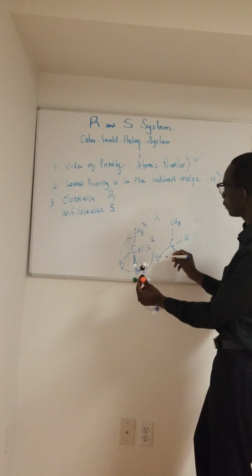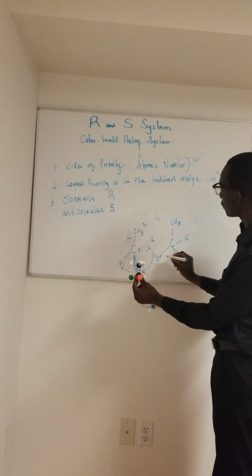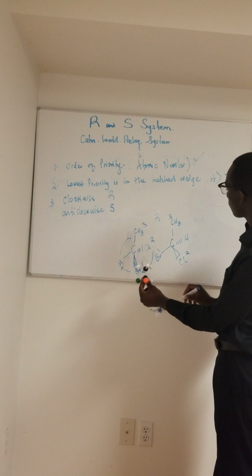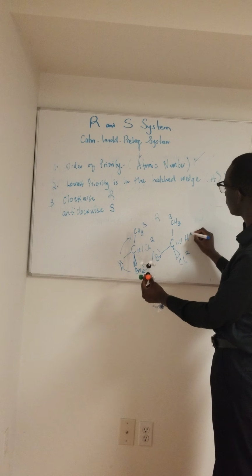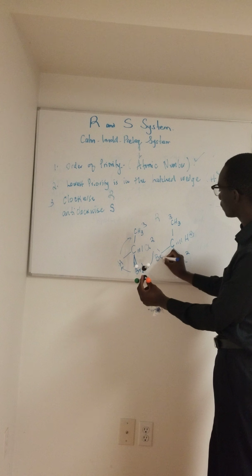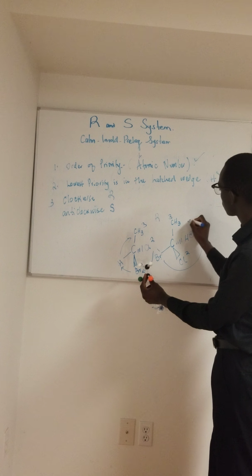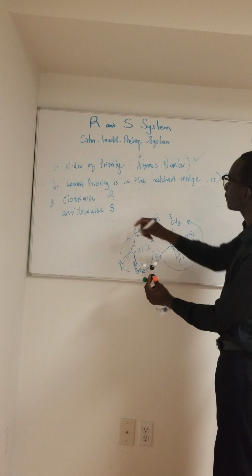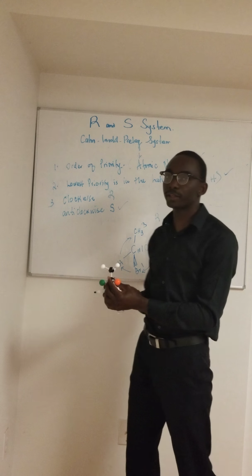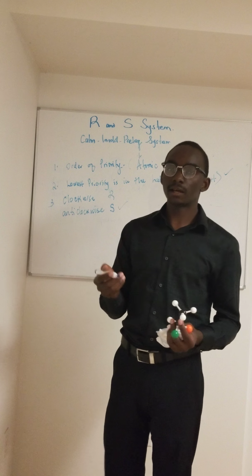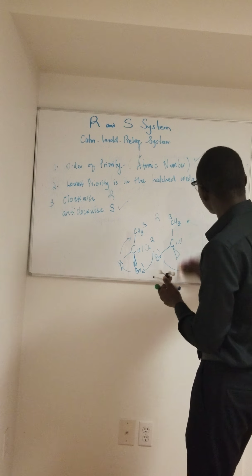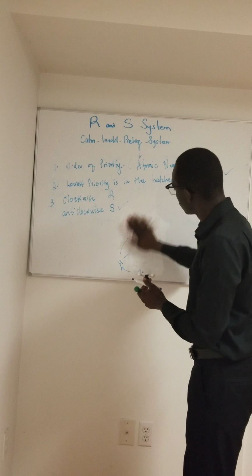Then we have to do the order of priority. So this will be carbon number 1, number 2, and then number 3. As long as the hydrogen is in the hatched wedge, you assume that you don't see it. So you just count 1, 2, 3. So this is anti-clockwise, giving us an S isomer. So basically, that's how we name molecules S and R.